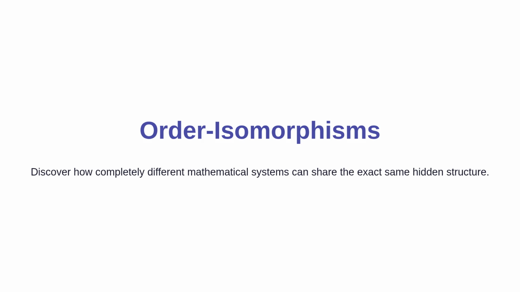Welcome to Discrete Mathematics. Today, we are going to explore a fascinating concept called order-isomorphisms. Have you ever noticed how two completely different situations can feel exactly the same underneath? In mathematics, we often find that systems with different elements and different rules actually share the exact same structural skeleton. Understanding this allows us to solve a problem once and apply it everywhere. Let us dive in and uncover how this works.